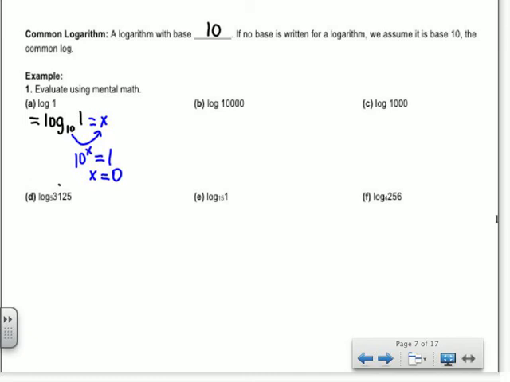This is log base 10 of 10,000 equals something, so equals x. So I have 10 to the x equals 10,000. What is x? 4. Count the zeros. That's the number of times 10 has been multiplied by itself. So 4.